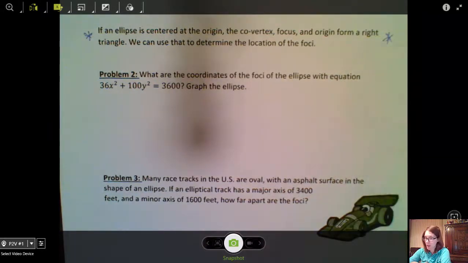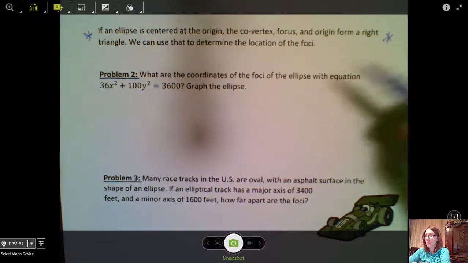So remember, our vertex was our longer direction of our ellipse, our covertex was the shorter version. The focus is that point that is used to construct our ellipse, and then the origin. Those three form a right triangle. So that helps us with problems like problem 2. We want to figure out, I guess, kind of the other direction. If we have an equation, where are the foci?